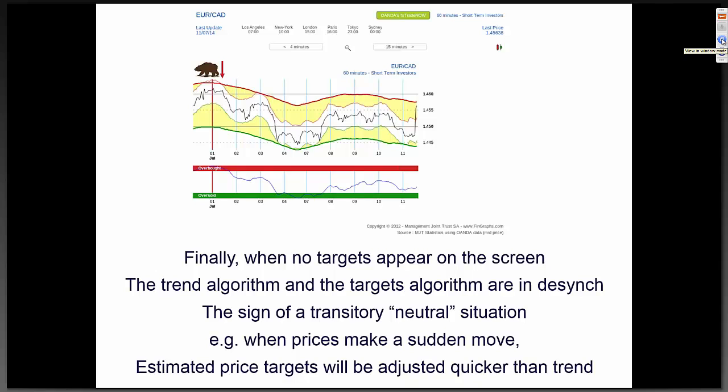This is a confirmation. Both algorithms are not exactly the same. It is a sign of a transitory, neutral situation. It often happens when prices make a sudden move. Then the estimated price targets will be adjusted quicker than the trend, because the trend relies on the direction of the wider standard deviation envelope, which is quite a slow indicator.